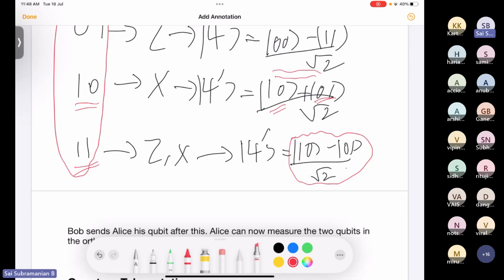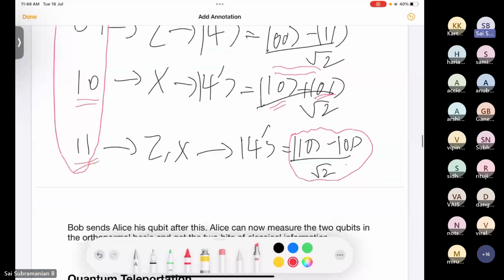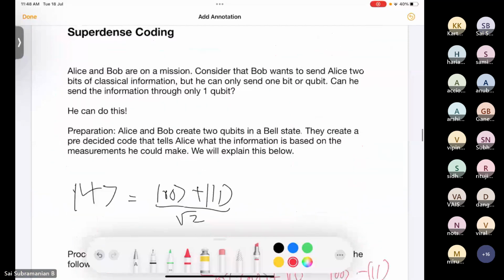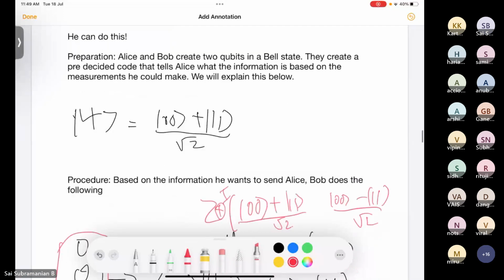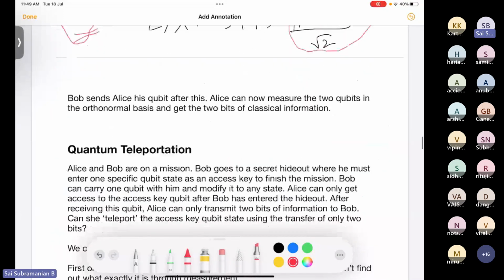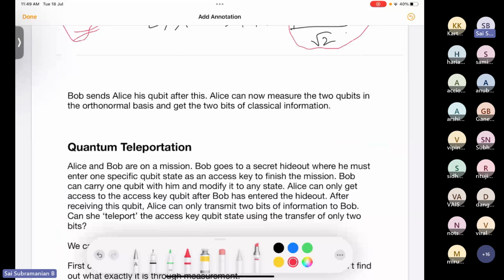But it is possible by just sending 1 qubit if you've done this preparation beforehand. So that is called super dense coding. Why is it called super dense coding? Because you're doing the coding of the work of 2 bits using just 1 qubit. So that is one example of showing why quantum computing is cool.